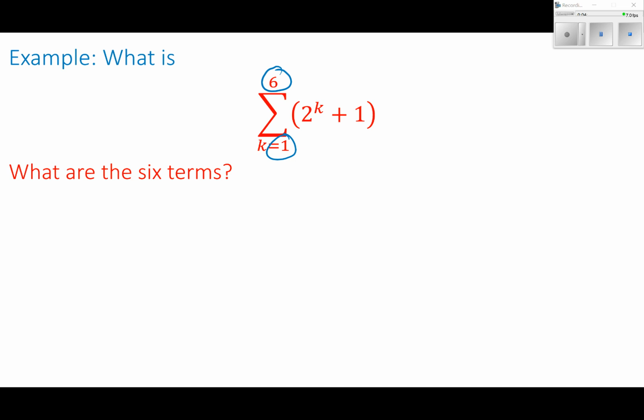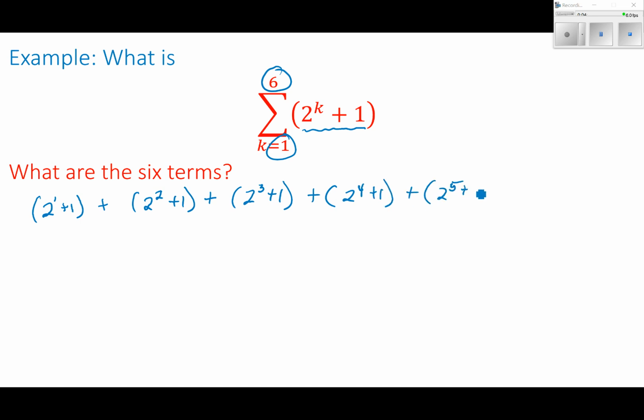To find all 6 terms, I have to apply this function for each one. My first term is going to be found from 2 to the first plus 1. My second term would be 2 squared plus 1. My third term would be 2 cubed plus 1. Fourth term, 2 to the fourth plus 1. Then 2 to the fifth plus 1. And finally 2 to the sixth plus 1. So that represents the first 6 terms that I'm working with.